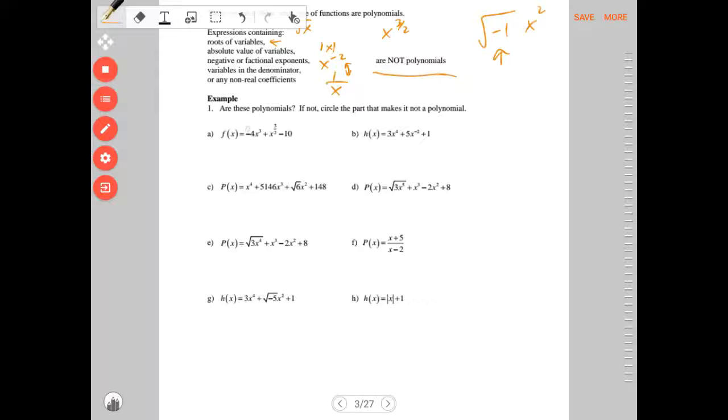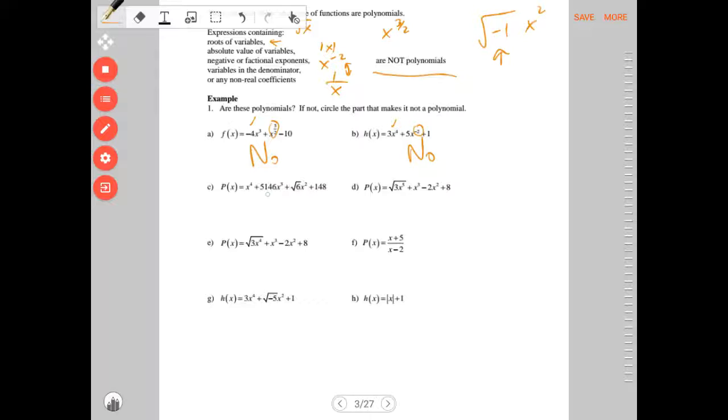So -4x cubed, that looks good. Oh, the 3/2, that's bad. Okay, so this is a no. You can't have a fractional exponent. Okay, so 3x to the 4th, that part looks good. Oh, look, negative exponent. Okay, so then no. And as long as one of the terms has something wrong with it, then the whole thing is not a polynomial.